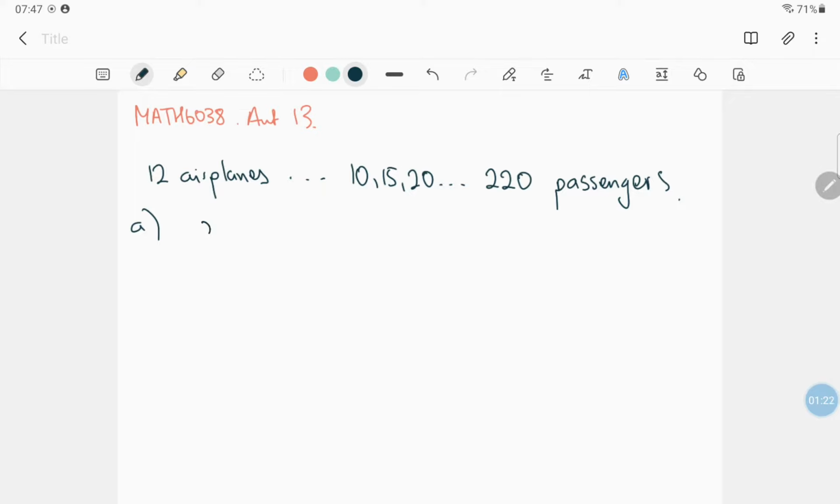So let x equal the number of 10 seaters. If you say x equals 10 seaters, that doesn't really make sense, because what is 10 seaters? It's a type of plane. x is going to be a number, so a number equal to a type of plane is not quite right. x equals the number of 10 seaters. y equals the number of 15 seaters. And z equals the number of 20 seaters.